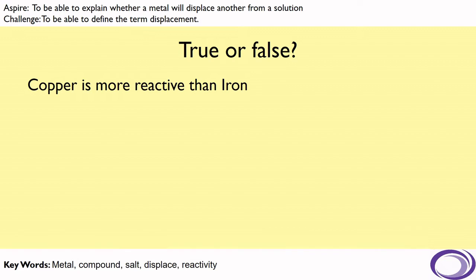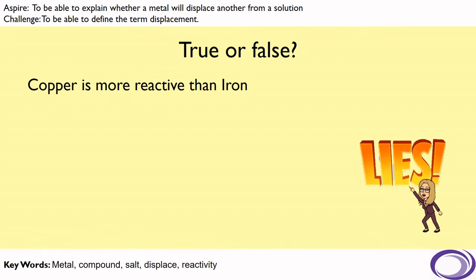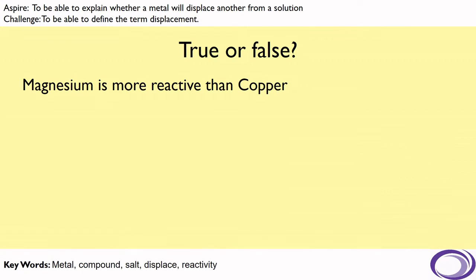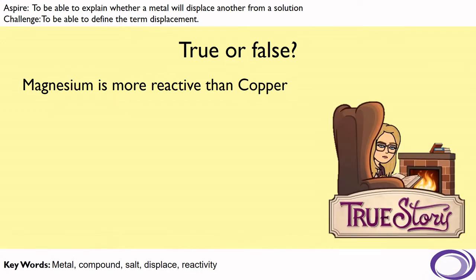Copper is more reactive than iron. Again, that is false. We saw that in our example video where we watched the reactions of these metals. Magnesium is more reactive than copper. And the answer for that one is true. Magnesium is more reactive than copper, and that would displace copper from a solution.